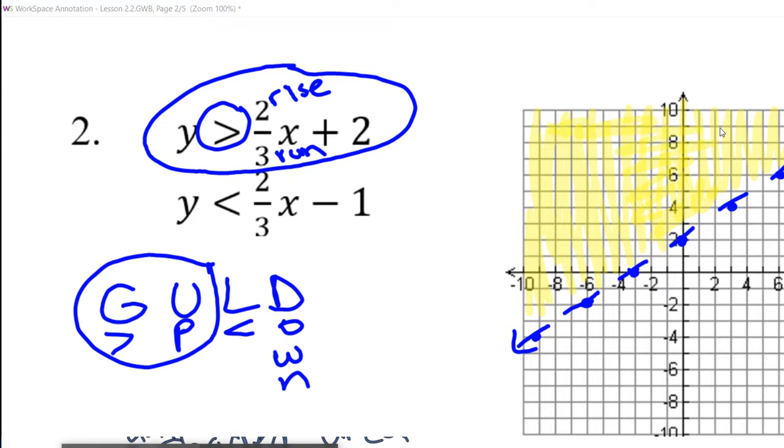I need to graph the second line. For the second line, I'm going to do it in green. What's the y-intercept? -1. What do you notice about the slope? It's the same. So we're still going to go up to the right 3, up to the right 3. And the opposite of up to the right 3 would be down to the left 3, down to the left 3.